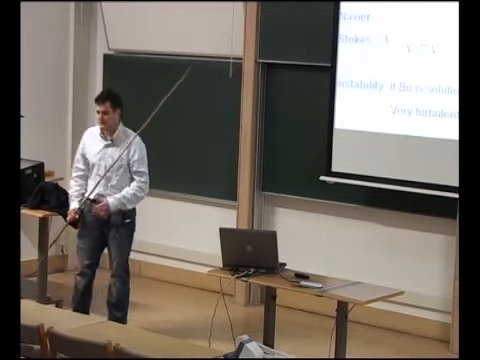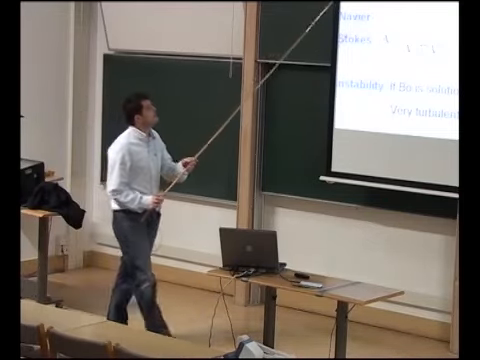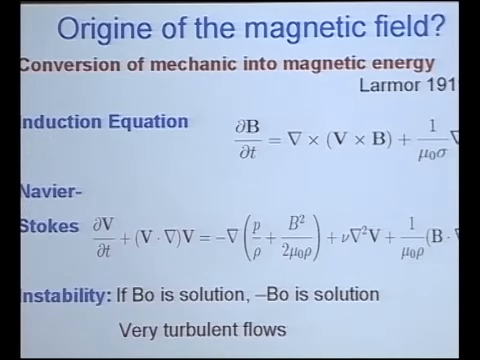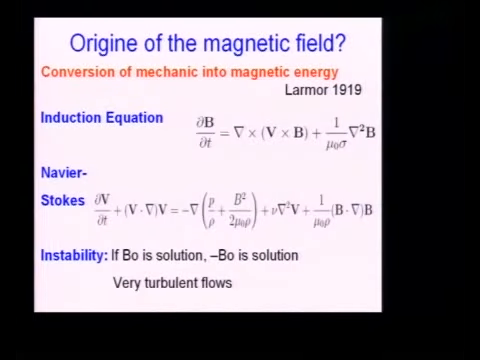So I'm going to give just a few words on the origin of this magnetic field. It's Larmor in 1919 who gave the explanation for the origin of the magnetic field. The idea is that inside this astrophysical object, you have some liquid that can conduct electricity. There is some flow of this liquid, and then by instability, the system can convert mechanical energy into magnetic energy.